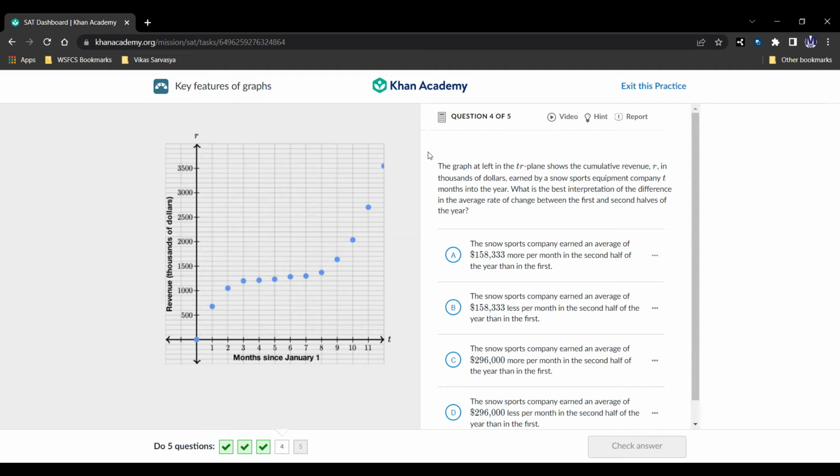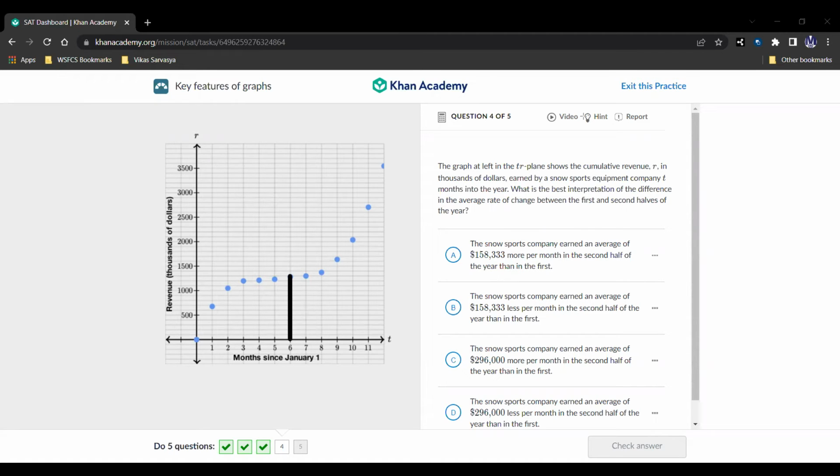Well, let's see. So this is the revenue. We're asking for the average rate of change between the first and second halves of the year. Well, let's see what we can do. We're given a graph of the revenue in various months, and we're trying to find the whole thing. So if you're familiar with calculus, you might recognize it as a kind of integral, but we don't need an integral to solve this. You won't find calculus on the SAT in any case. So we can split that between the first and the second halves.